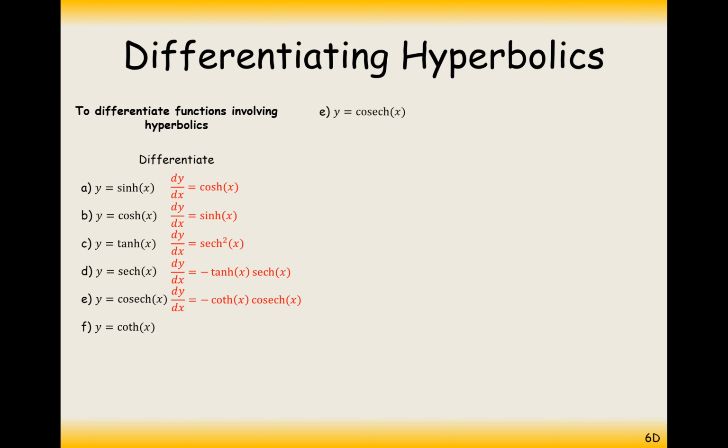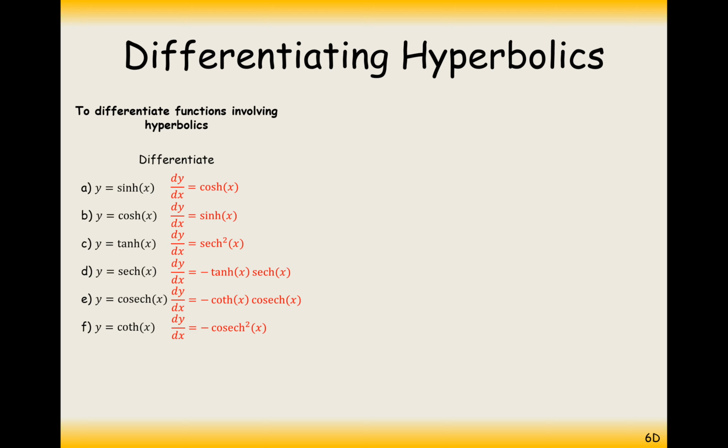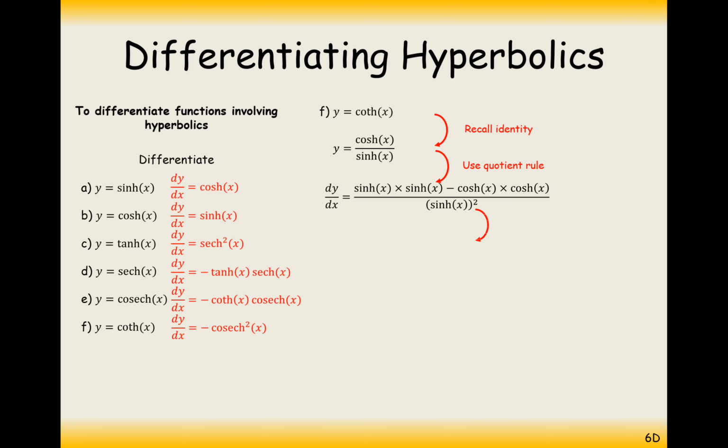For cosech, it's going to be minus coth cosech. So let's just see how that happens. Use the 1 over sinh definition, then differentiate using the quotient rule, and then split it up, and you've got minus coth cosech. And for the last one, it's minus cosech squared, so it's very similar to before. Split it into cosh over sinh, use the quotient rule, and then simplify things together. It's going to be sinh squared minus cosh squared, so you'll have to completely flip around this identity, so it's a minus 1 now. So it's minus 1 over sinh squared, which is minus cosech squared.